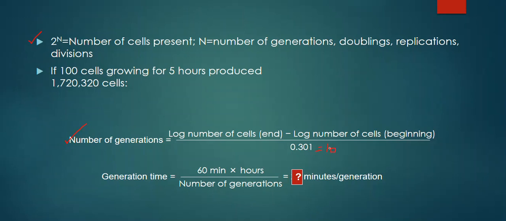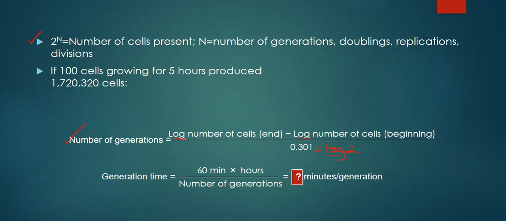So if you can't remember 0.301 when you're memorizing this formula, because you are going to memorize this formula, then just remember log 2. Because one cell becomes how many? 2. And we want the log of that because we want all of our units to stay the same.